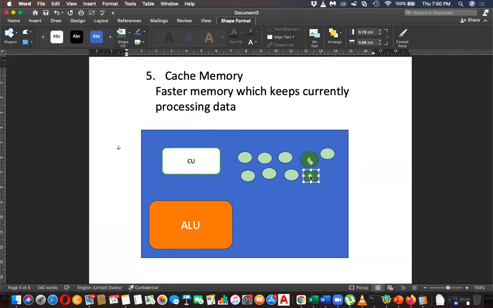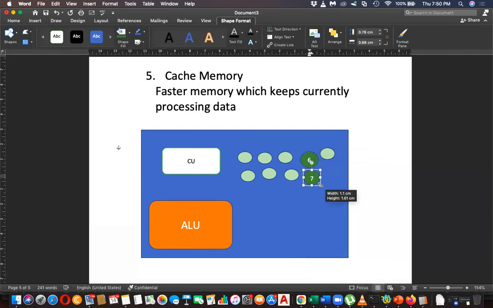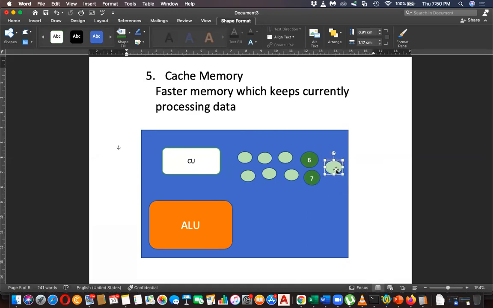And another number, let's say number 7 here. And if you want to add number 6 and 7 and keep the answer here, this is how you do it. 6, 7, you send it to the ALU, add, and store the answer in this cell. These are small memory cells. So what is the name of these cells?